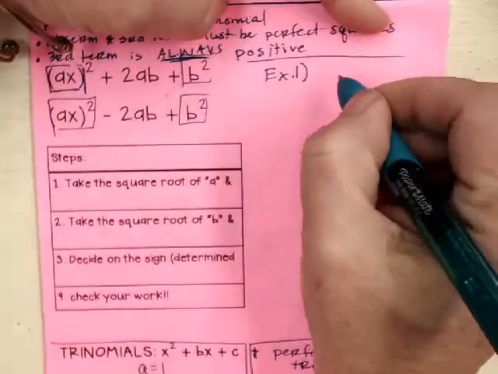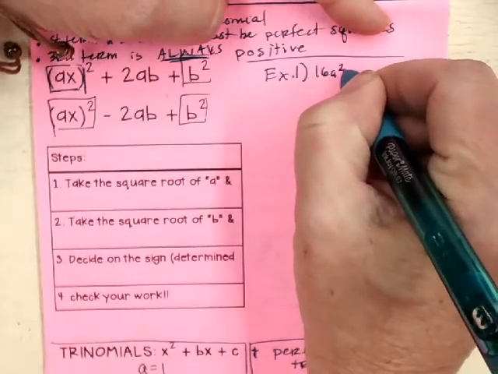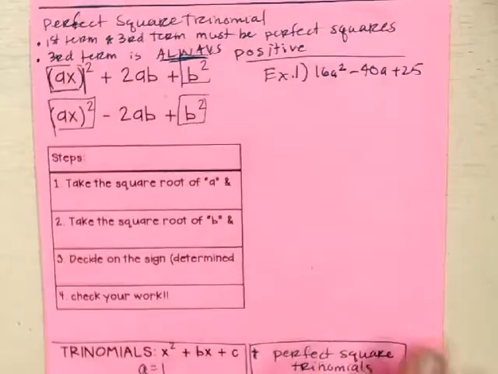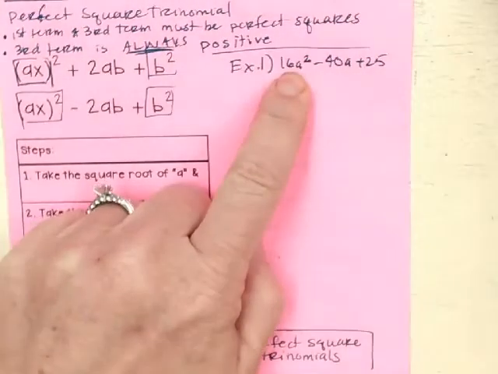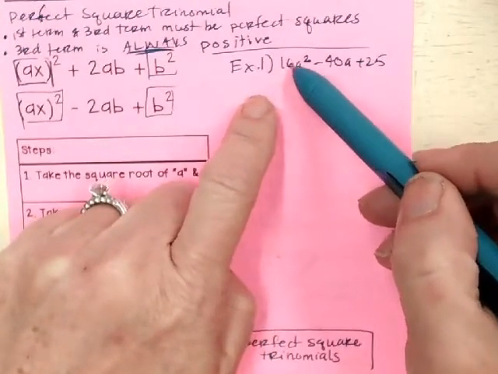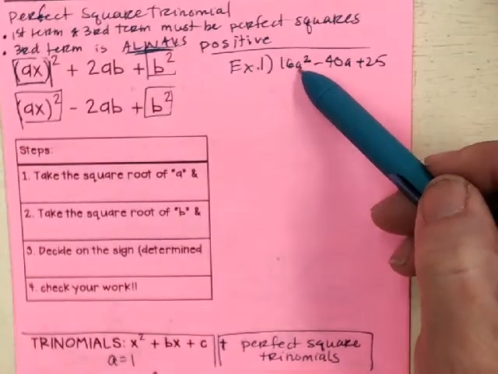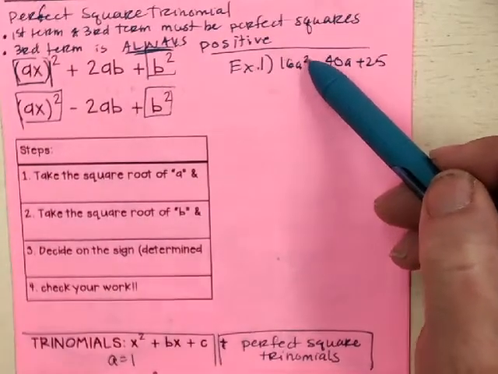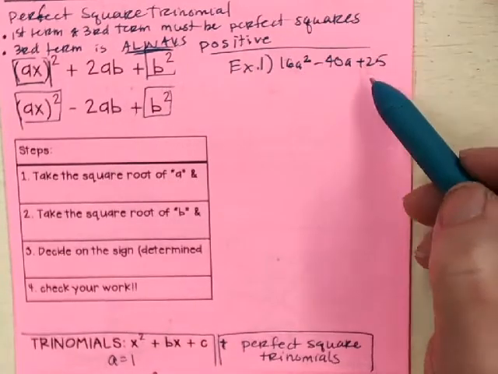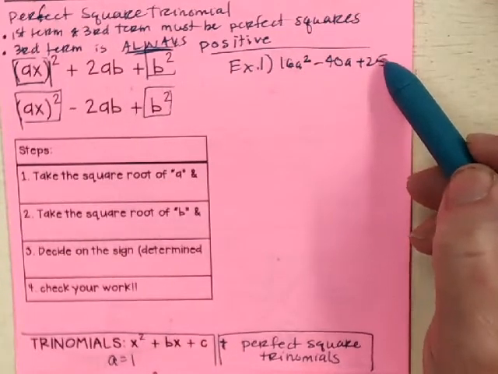So if I have this, 16a squared minus 40a plus 25. So check some things. Is 16a squared a perfect square? Yes. You'll have a perfect square if the number is a square and if the variable has an exponent that's even, 2, 4, 6, 8, 10, and so on. 25 is a perfect square, and this is positive.